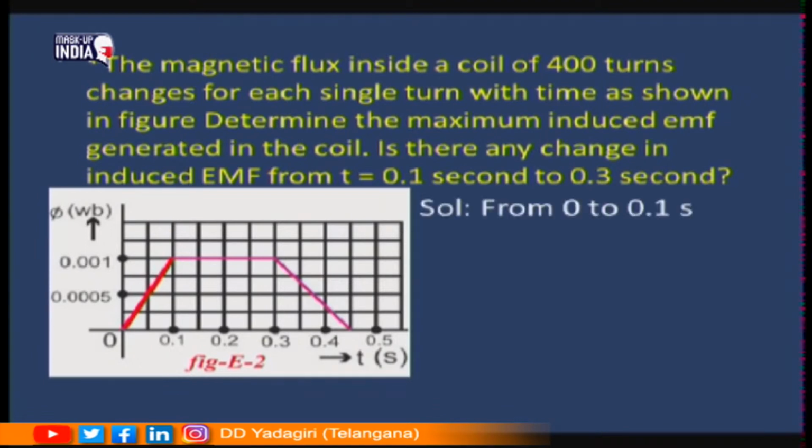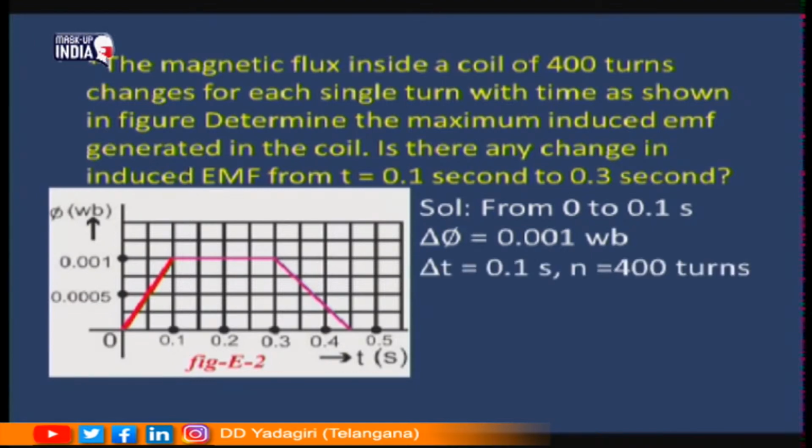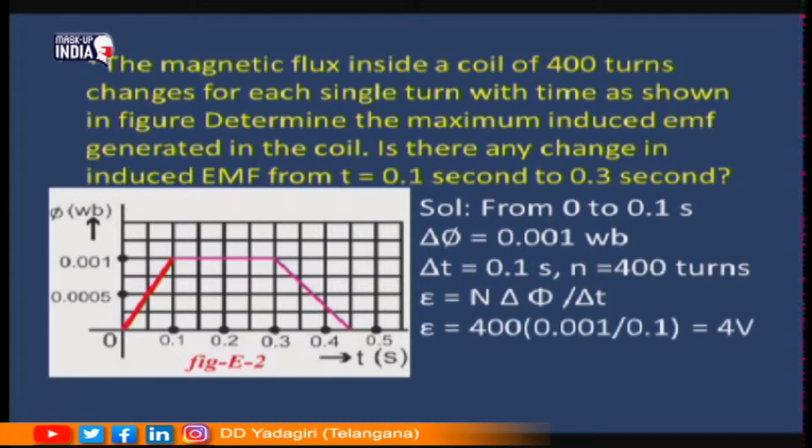So, from 0 to 0.1 seconds we have change in flux from 0 to 0.001 Weber. So, delta phi is equal to 0.001 Weber, time is 0.1 seconds and n is 400 turns. We know that EMF is equal to n times delta phi by delta t. So, EMF is equal to 400 times 0.001 by 0.1, which gives 4 volt.